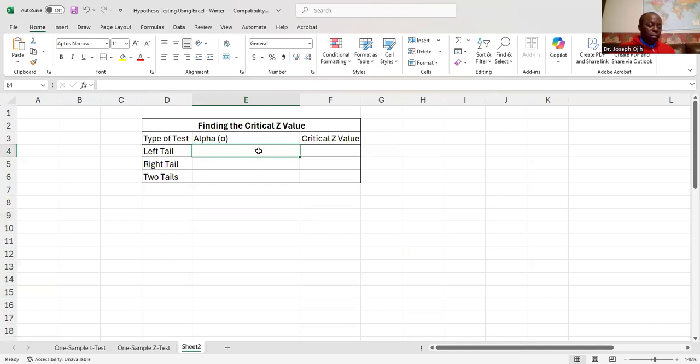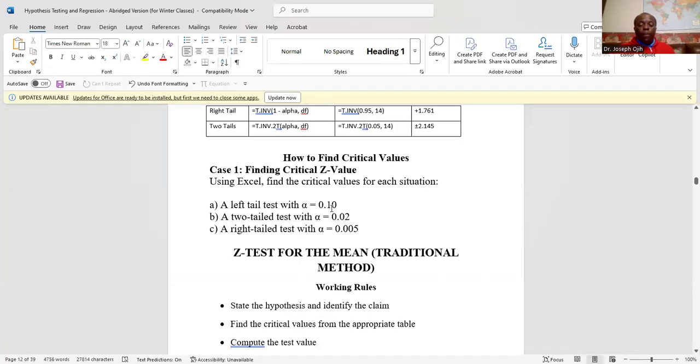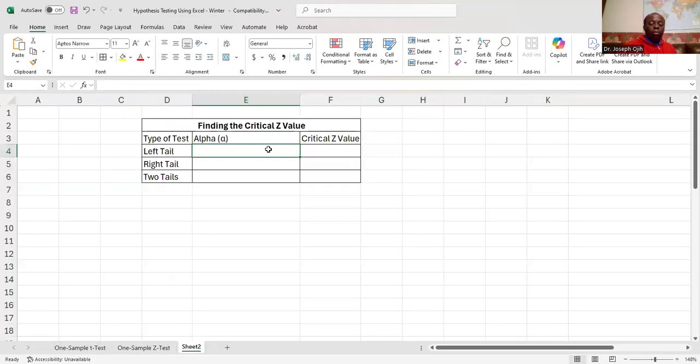Okay, let's do it. Alpha for this one, you look at the question, is 0.10. As a matter of fact, you can type all the alphas in. Let me just type them in. One is left tail, 0.10. One is right tail, 0.005. The other one is two tails, which is 0.02.